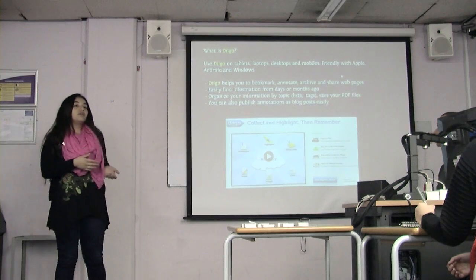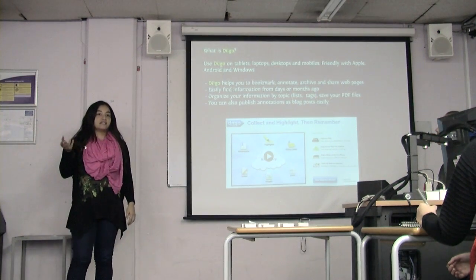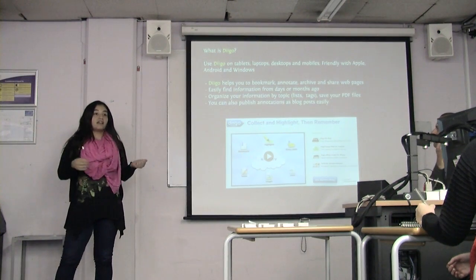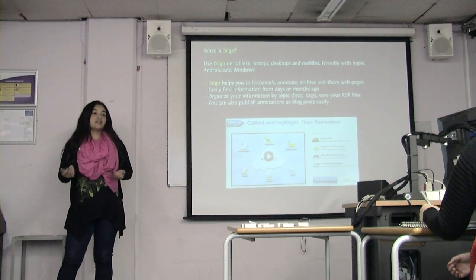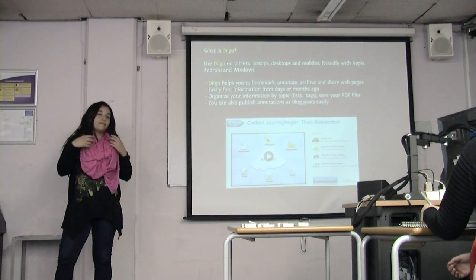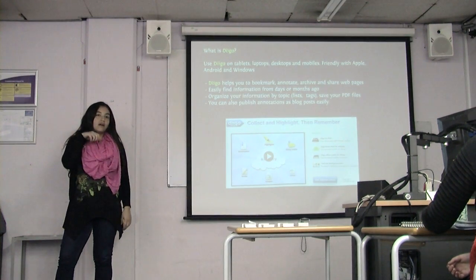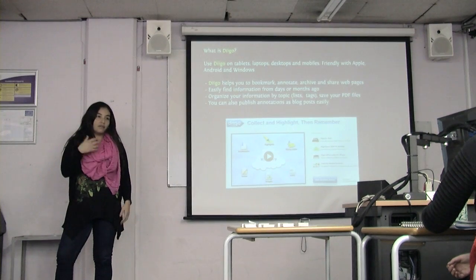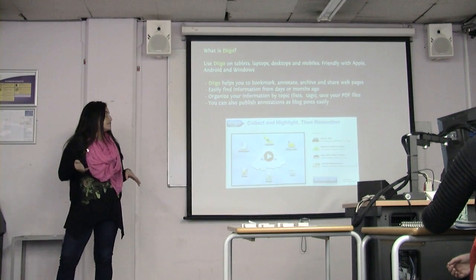So I realized that with Digo I can also highlight text. So I can save the PDF, I can highlight the text. So I save time because then I don't need to come back to the link or PDF file and again write down the important points. So I have everything highlighted.